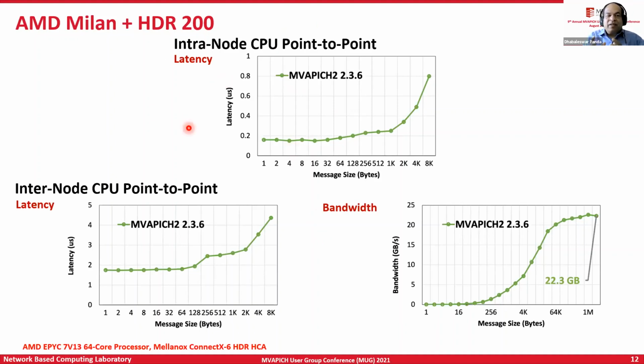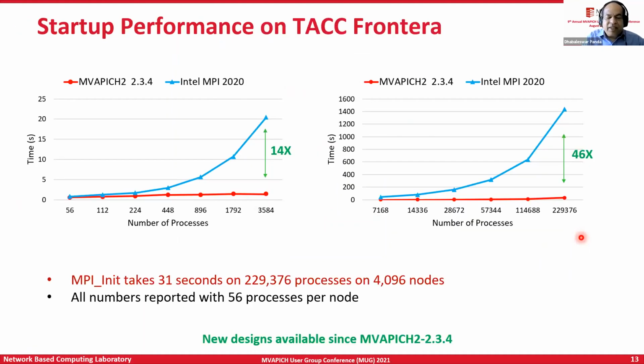As you know, the AMD Milan is the latest, fastest system. So here we get this intranode latency. You can see around 190 nanoseconds. Bandwidth, we are able to deliver very close to 22.3 gigabytes per second.